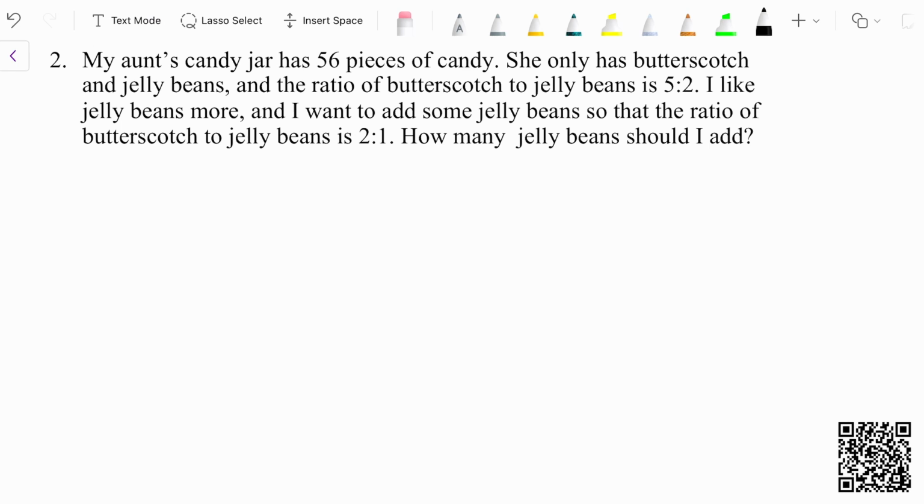Moving on to problem number 2, my aunt's candy jar has 56 pieces of candy. Like, who's counting, but okay. She only has butterscotch and jelly beans, and the ratio of butterscotch to jelly beans is 5 to 2. I like jelly beans more, and I want to add some jelly beans so that the ratio of butterscotch to jelly beans is 2 to 1. How many jelly beans should I add?